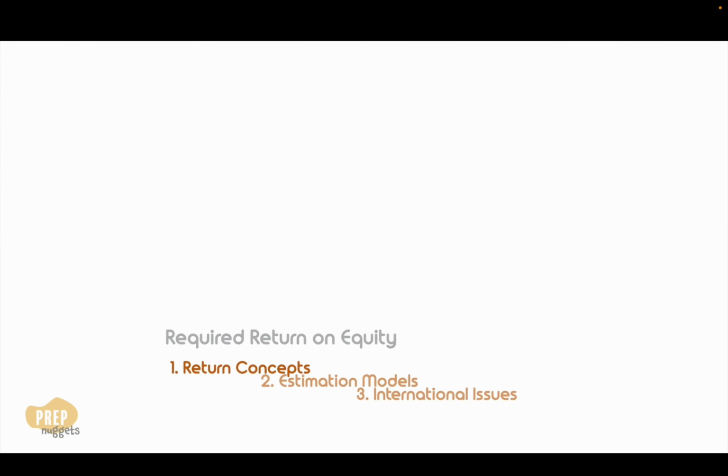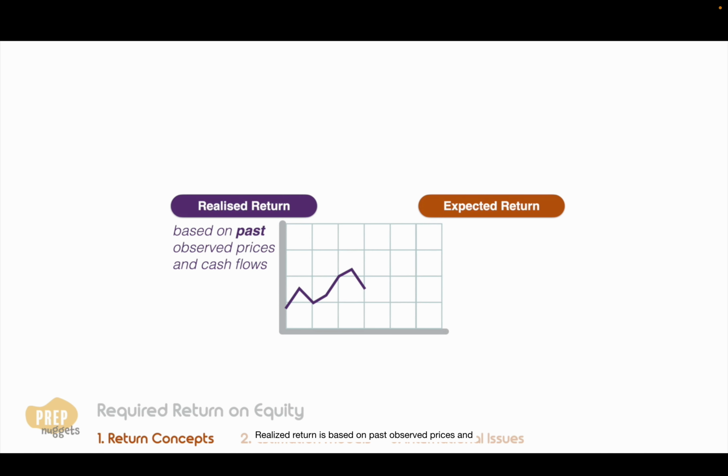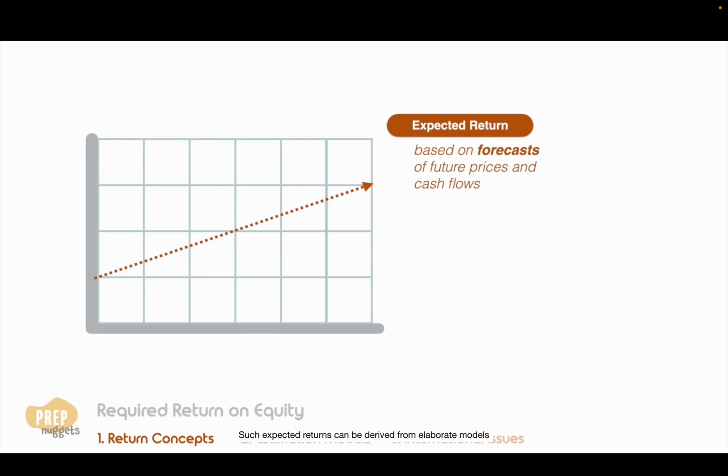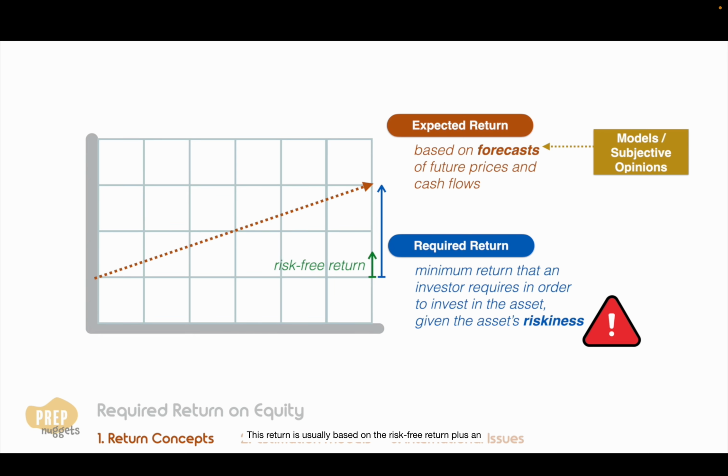Let's get rolling. The analysis of a stock's return can be based on its realized return and expected return. Realized return is based on past observed prices and cash flows, while expected return is based on forecasts of future prices and cash flows. Such expected returns can be derived from elaborate models or subjective opinions. In comparison, the required return of a stock is the minimum level of return that an investor requires in order to invest in the stock, given the company's riskiness. This return is usually based on the risk-free return plus an appropriate risk premium. Do note the differences between the definitions and that the two may not necessarily be equal.